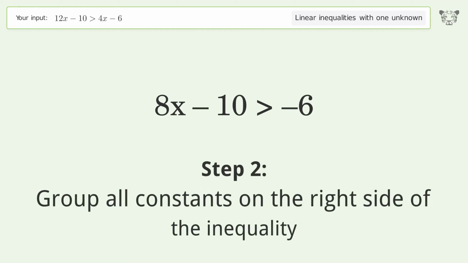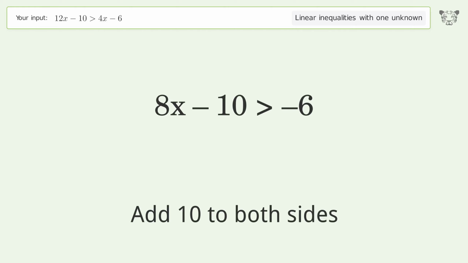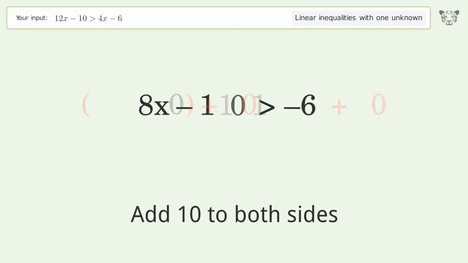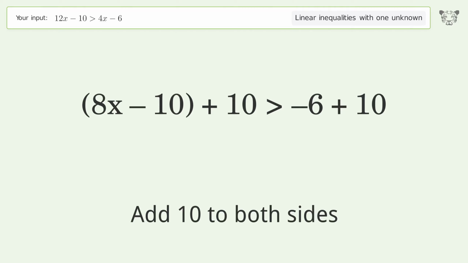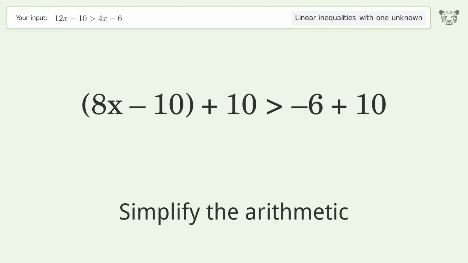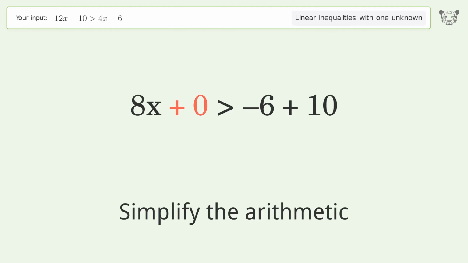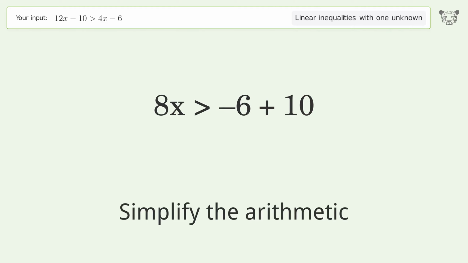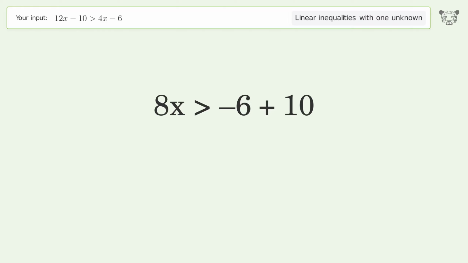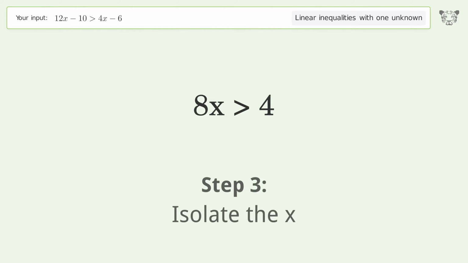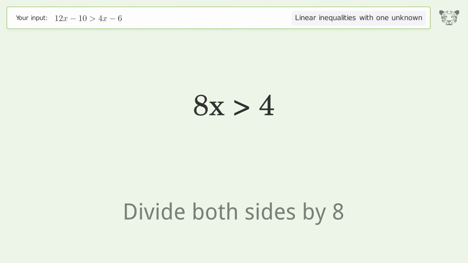Group all constants on the right side of the inequality. Add 10 to both sides. Simplify the arithmetic. Isolate the x. Divide both sides by 8.